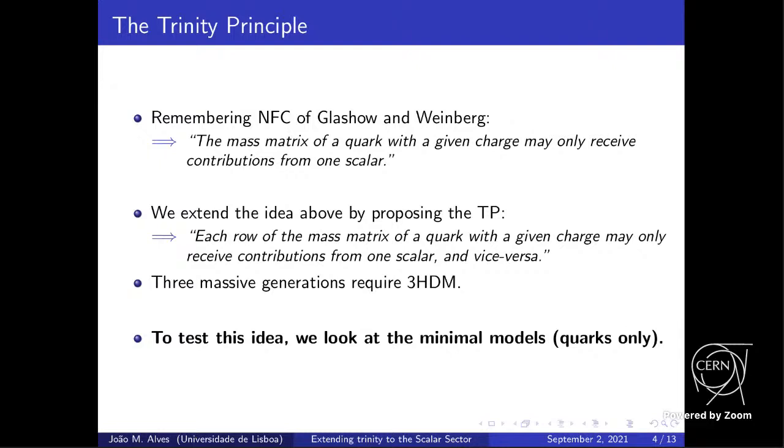Each row of the mass matrix of a quark with a given charge can only receive contributions from one scalar, and vice versa. So what we're doing here is linking scalars with generations of left-handed quarks. The right-handed ones don't really matter, and I will tell you why in a second. Now, of course, you want to generate three massive quarks, so you're going to have at least three Higgs models. And to test this idea, we'll look at the minimal models. And in order to avoid the issues with neutrinos, we're just going to focus on the quark sector.